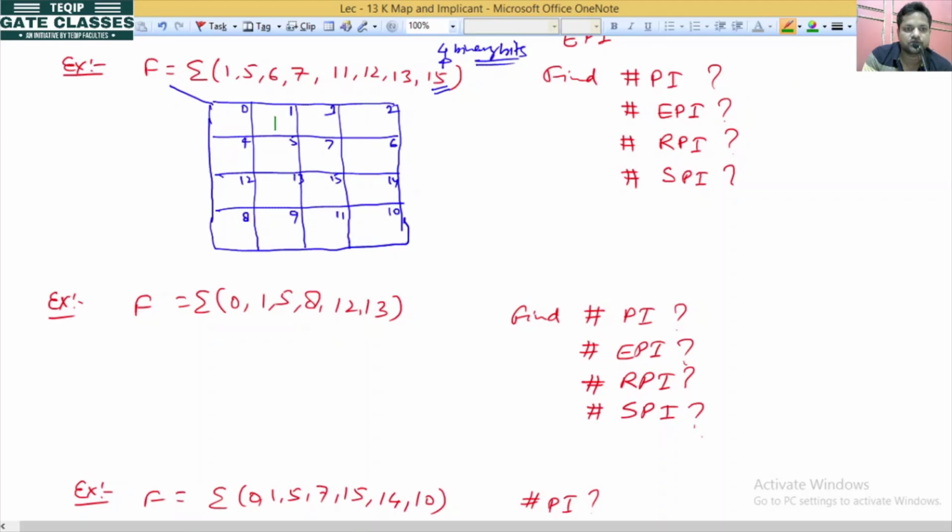Now 1 is 1 because it is a sum of minterms. 5 is 1, 6 is 1, 7 is 1, 11 is 1, 12 is 1, 13 is 1, 15 is 1. So this is the scenario we have. We have to decide how many PIs, how many EPIs, how many RPIs and how many SPIs there are. So let's group. We know how to group it, because we have done this question in K-map simplification.